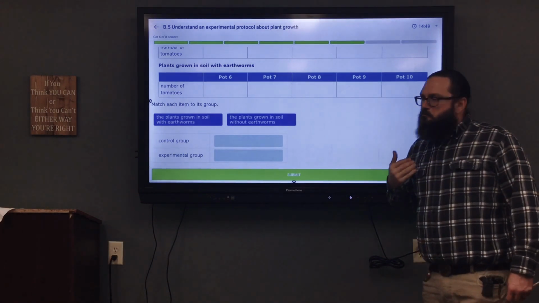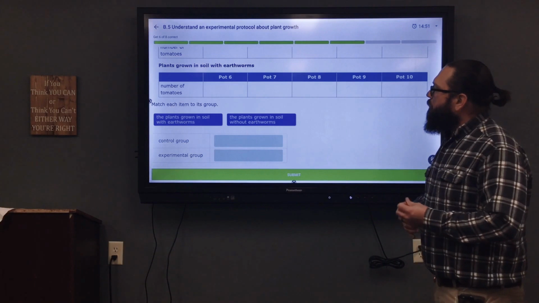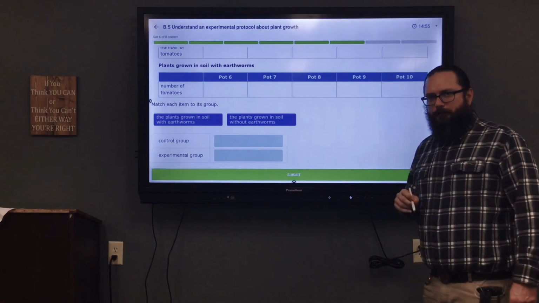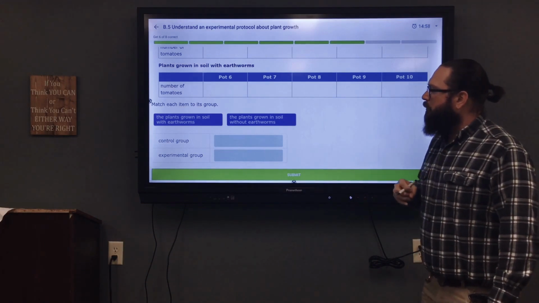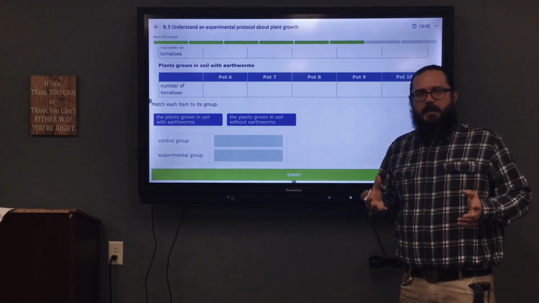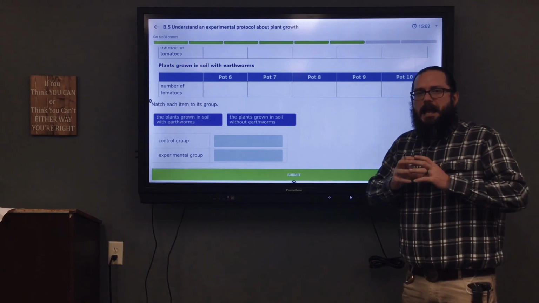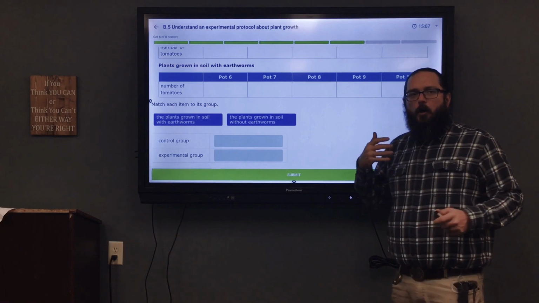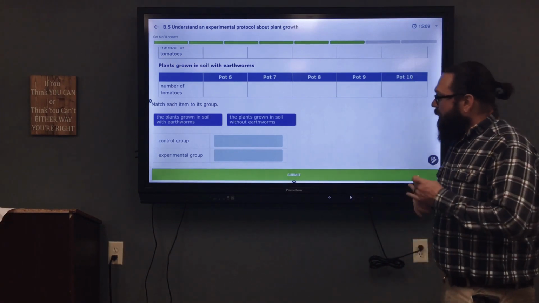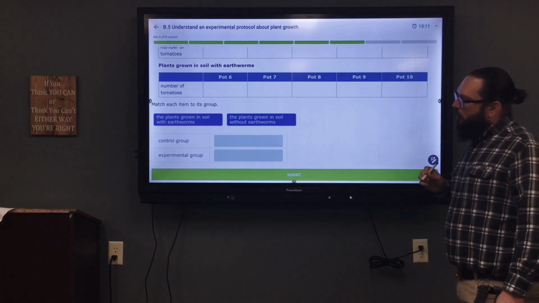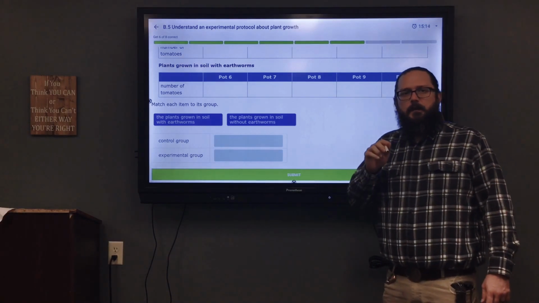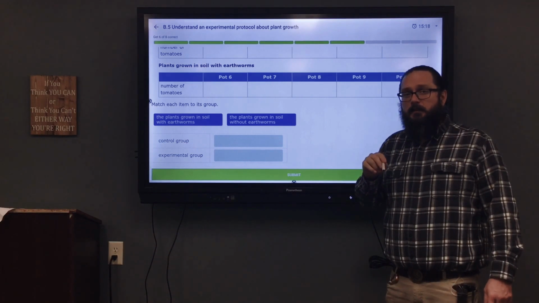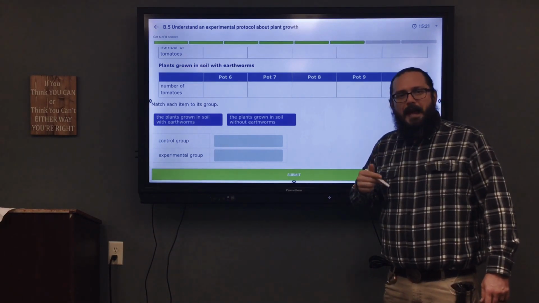Now we are asked to match each item to its group. So our control group and our experimental group. To understand the difference between the two, the control group is just what it sounds. It is the group that we actually control. So we are controlling all of the variables of that group. The experimental group is the one that we're wanting to see, due to us introducing different factors, to find out what happens.